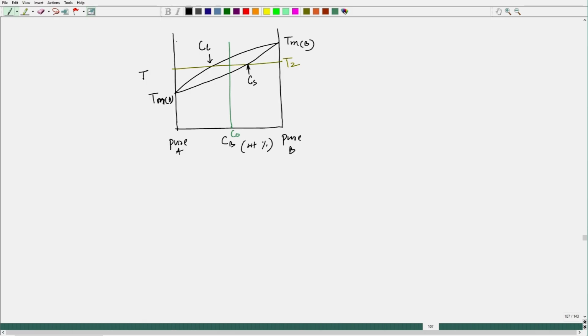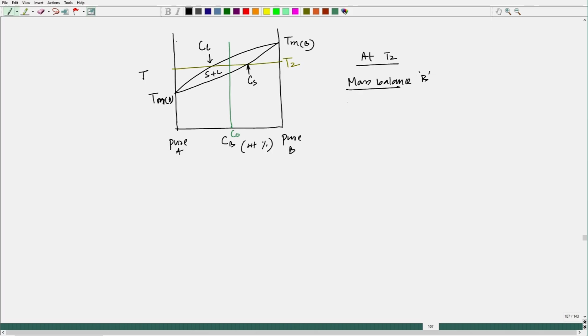Okay. Now, once we have such situation, then we can actually calculate the fraction of two phases. We know that here we have solid and liquid phases of specific compositions are coexisting in equilibrium. So, now if I try to look at temperature T2, we need to see mass balance of B. Let us look at.